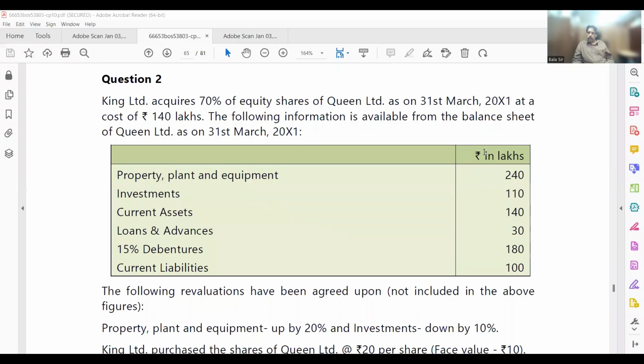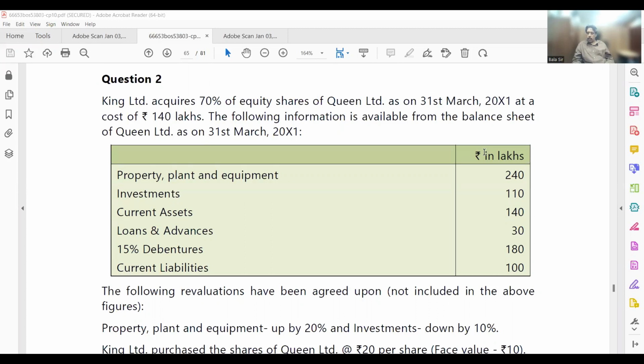Okay, so let's start with practice question number 2 from your study mat. King Limited acquires 70% of the equity shares of Queen Limited as on 31st March 20X1 at a cost of rupees 140 lakhs. So 140 lakh is the cost of investment that will be taken for computing goodwill or capital reserve. Next, the following information is available from the balance sheet of Queen Limited as on 31st March 20X1.